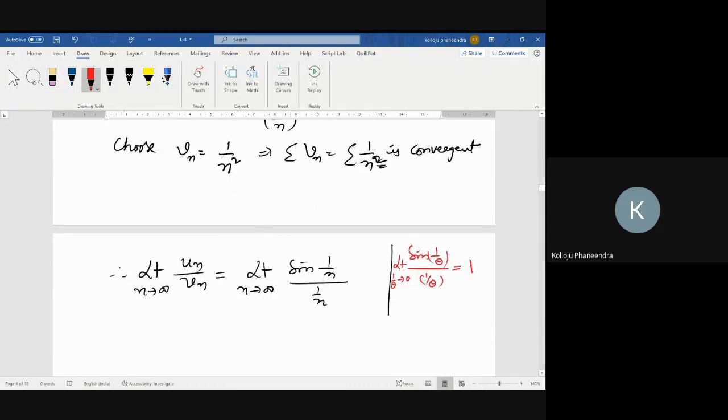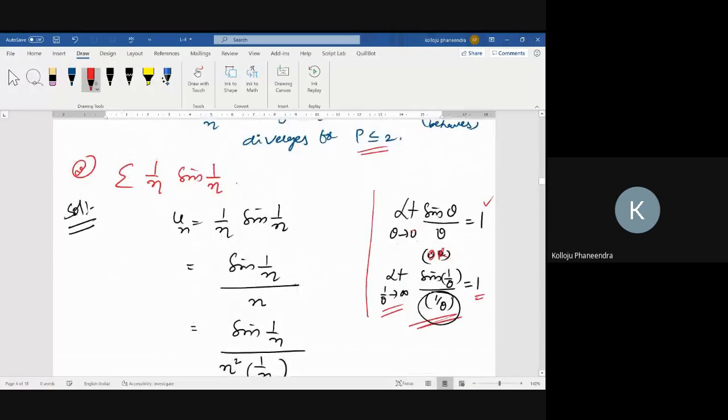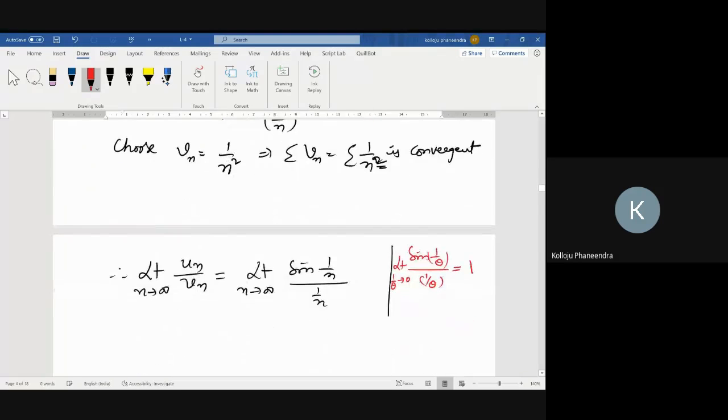The value is 1. Previously also, as 1 by theta tends to 0, this is 1. That is nothing but limit sine 1 by theta by 1 by theta. 1 by theta tends to 0 means theta tends to what? Infinity. This value is also 1. Is that clear?